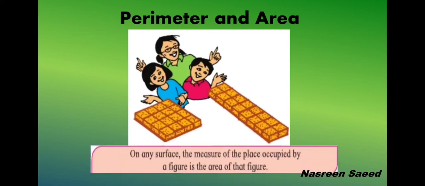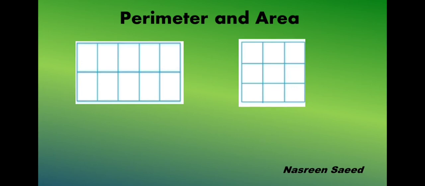So what this explains, on any surface, the measure of the place occupied by a figure is the area of that figure. So if you see the length, the sides are different, but the area which is occupied, that is same for both the chickies. So when we measure, the measure of a figure should be the same no matter who measures it. Hence, a square of side 1 centimeter is used as the standard unit of measurement of area.